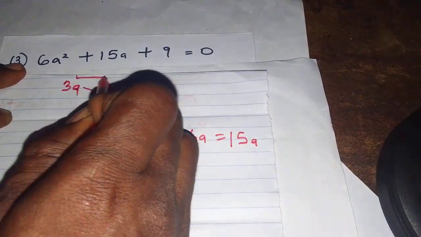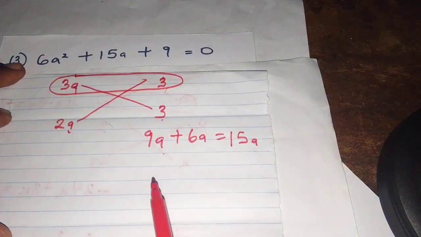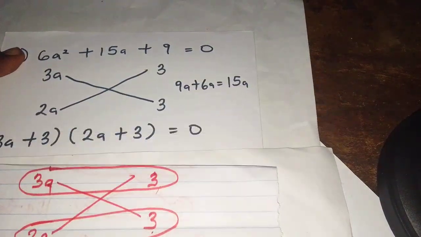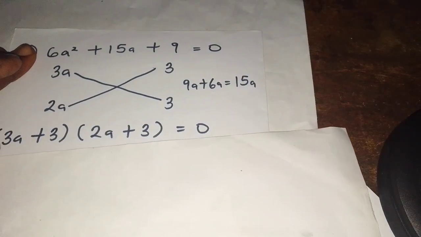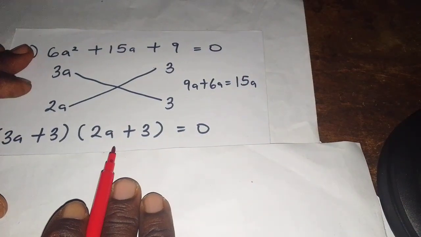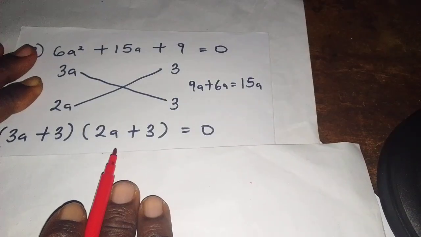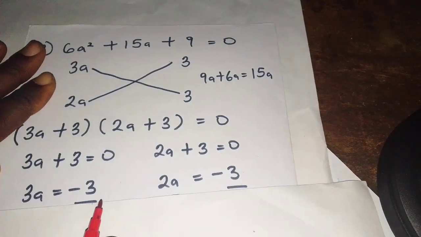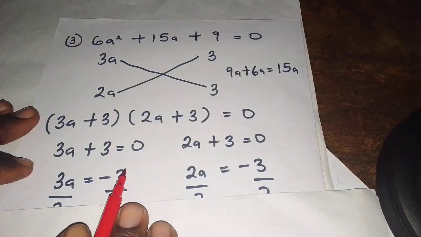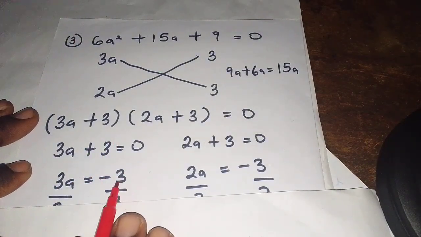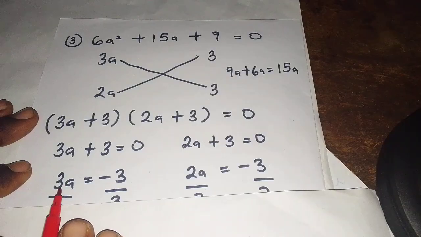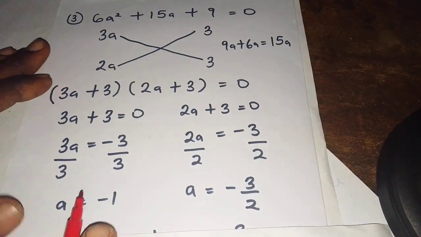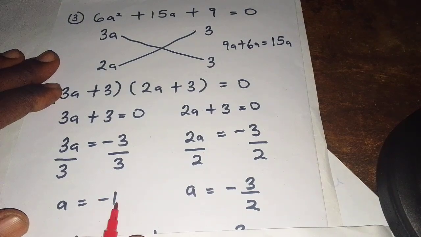So you now write your factors this way. 3a plus 3 and 2a plus 3 should be equal to 0. So you will now try to solve it one after the other. So that means we are having 3a plus 3 is equal to 0. When plus crosses the equal sign, it turns to minus 3. So to get a, divide both sides by the coefficient of a, 3. So your a will be minus 3 divided by 3, which gives us minus 1.